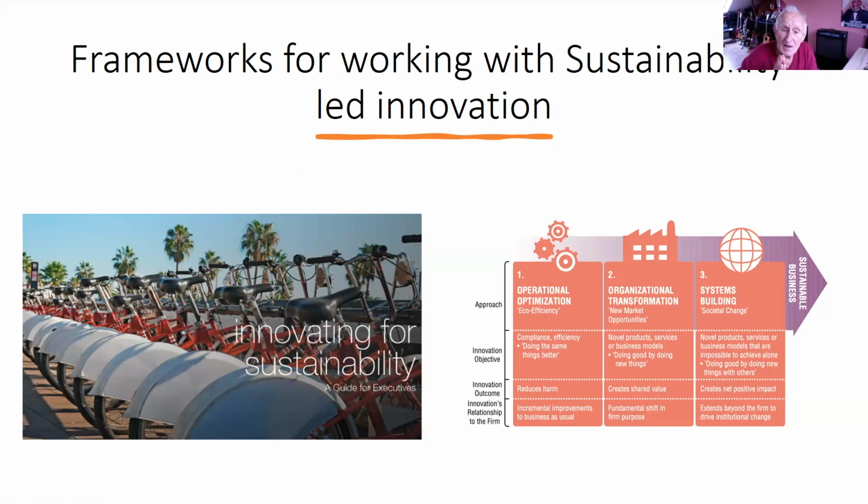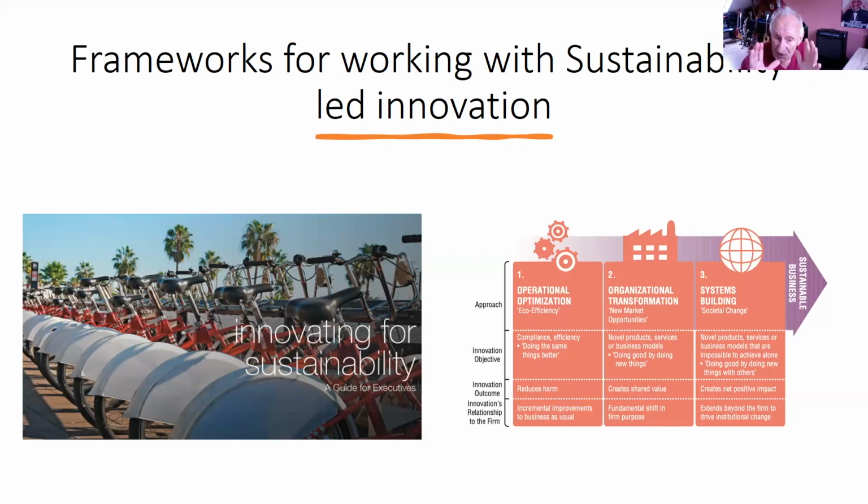The left-hand vertical column, what's the overall approach? And we gave these some useful labels, we hope. What's the innovation objective? What's the innovation outcome? And how does this affect the business or the organization? Because I think this is relevant to public sector as well as the private.